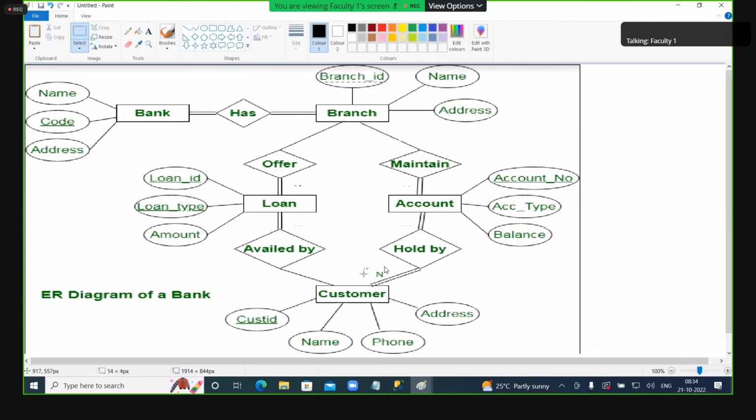Who prepared this ER diagram? Who designed the database? The one who designed the database prepared this ER diagram. Database designers, database architects designed the database, not the developer. Understood? Okay?